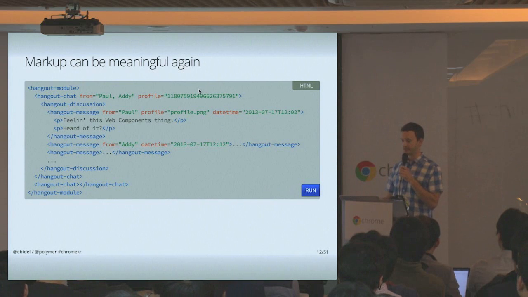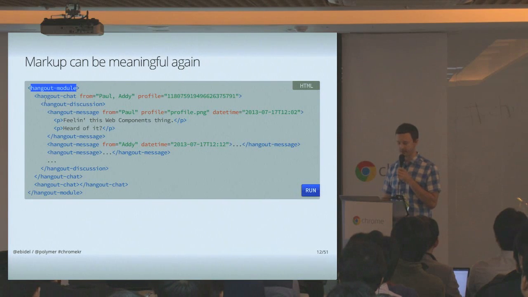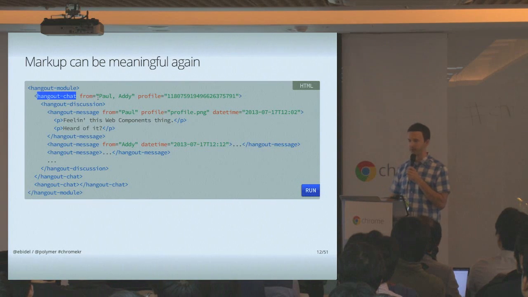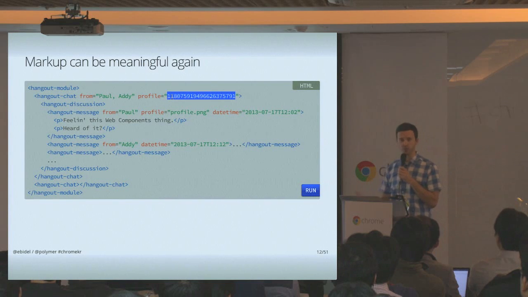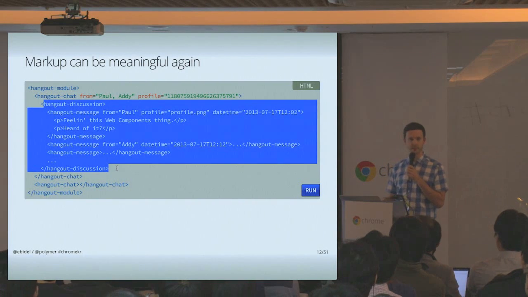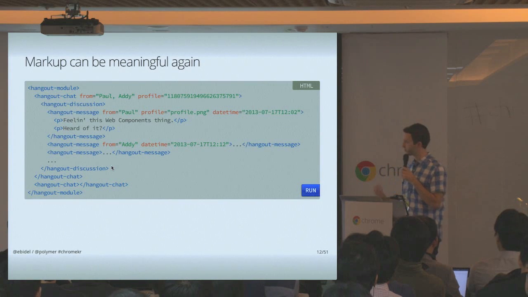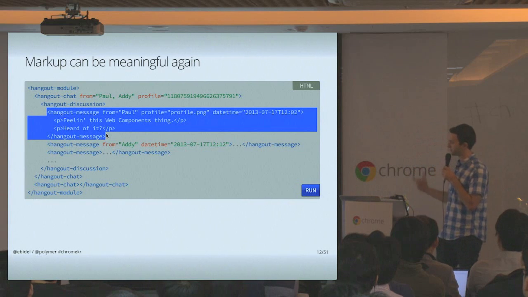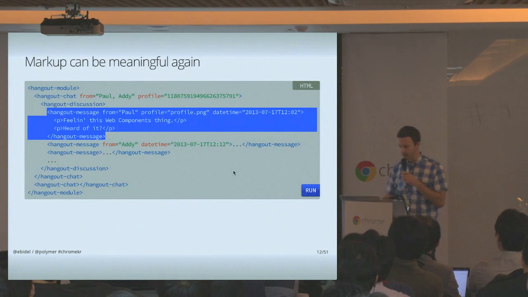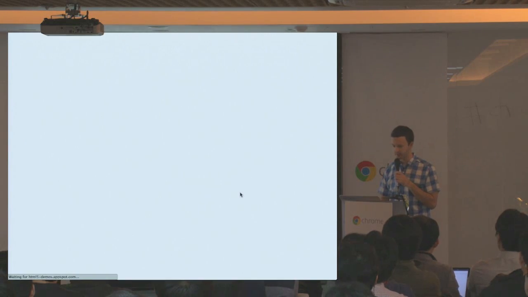So instead of a bunch of divs, I had something like a Hangouts module tag, right? A custom element to describe this. With inside of that, we have a Hangout chat. I'm chatting with Paul and Addie, right? Just an HTML attribute that I've added. My profile ID is included on this HTML element. Inside of that, I have a discussion tag, right? This is totally legible. It totally makes sense. And each one of these tags is a message, and it's got semantic data, such as my profile, the date and time it was sent. And it really just makes sense from a developer standpoint.